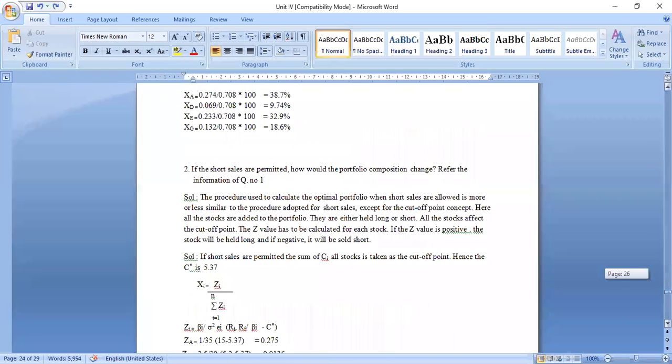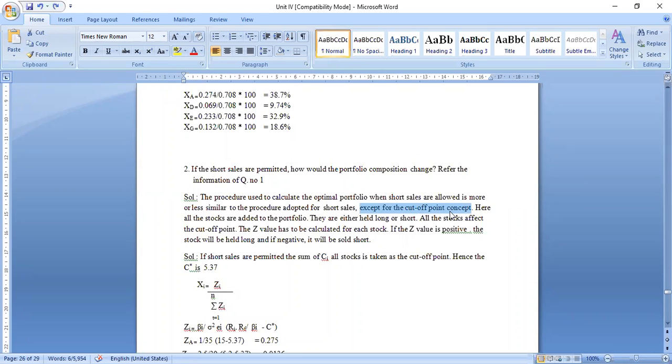Now what is the change that we have to do? Whatever the procedure is to calculate the optimal portfolio when short sales are allowed is more or less similar to the procedure adopted for without short sales. Now, this is important, except for the cutoff point concept. So what is this exception for the cutoff point concept?